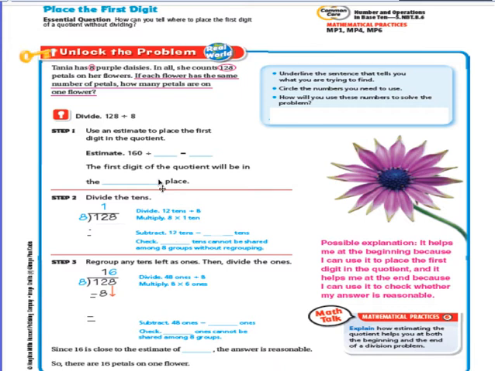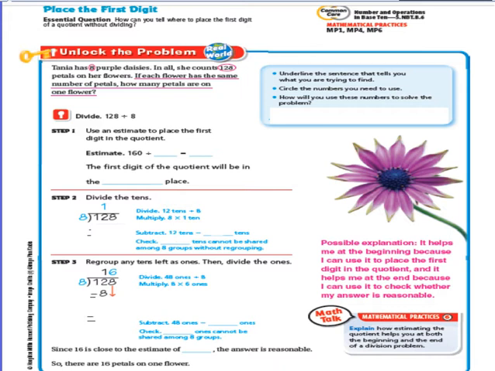Please open your book to the very first page. Okay guys, here's your first division problem. Tiana has 8 purple daisies. In all, she counted 128 petals on her flowers. If each flower has the same number of petals, how many petals are on one flower?